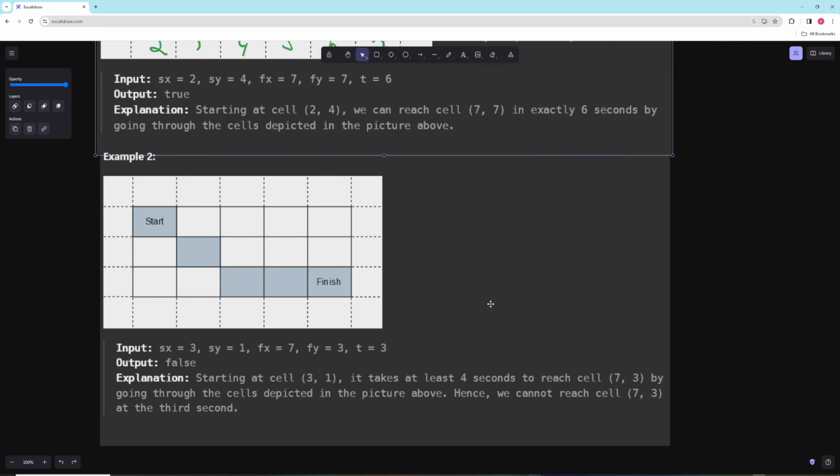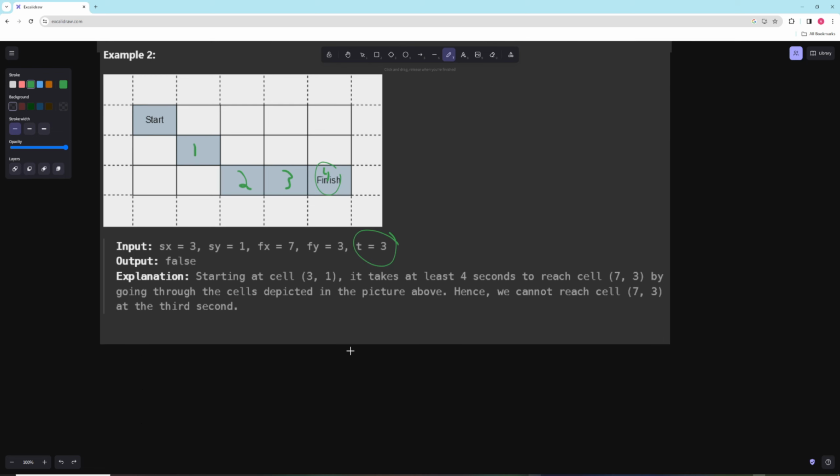And so let's look at the second problem. In the second problem, they do already show you the optimal path, where essentially you do go diagonally as much as you can. So you go 1, 2, 3, 4, this is the optimal path, right? You can only go diagonally twice here, and they are asking for time equals 3, so this is too slow. So then you can't do it.